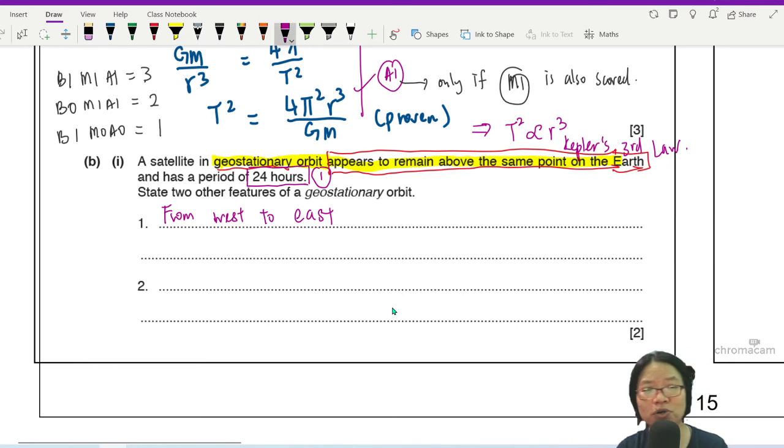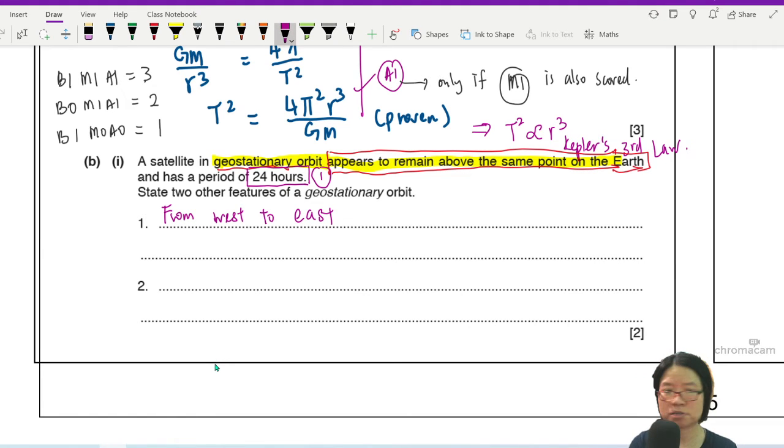Okay? If you record a lot of TikTok, you will know what I mean. The direction is flipped from the perspective, okay? So basically, the satellite will have to rotate in the same direction as the Earth, and the Earth rotates from west to east, and we know this because the sun rises from the east and sets in the west. Okay? Number 3, it must be in equatorial orbit.